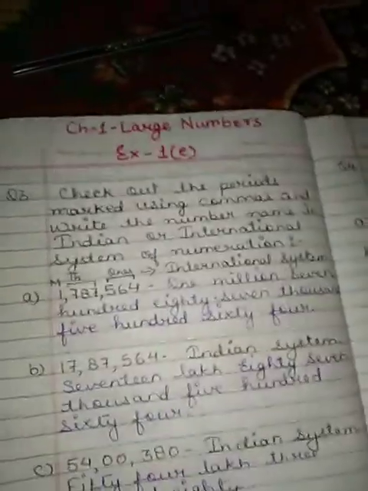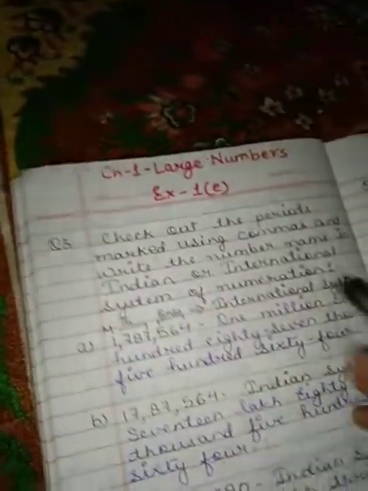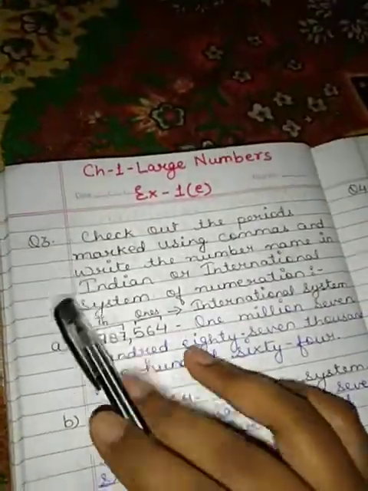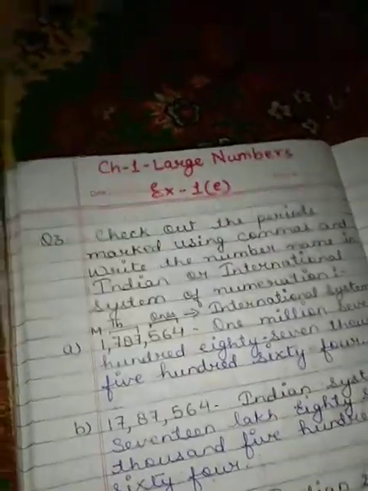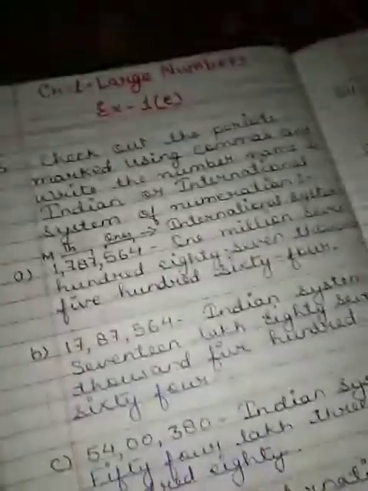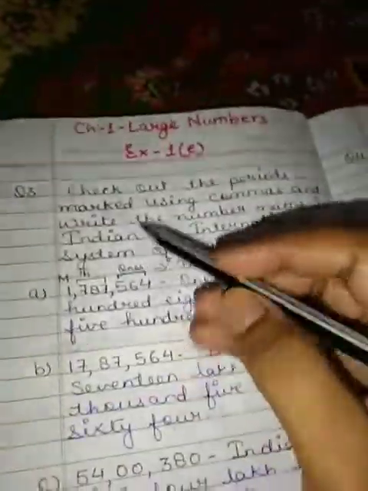Your first chapter is going on, that is large numbers. Today we will do question number 3 of exercise 1E. We have done question number 1 and 2. Now today we will do question number 3. So children, what is question number 3?